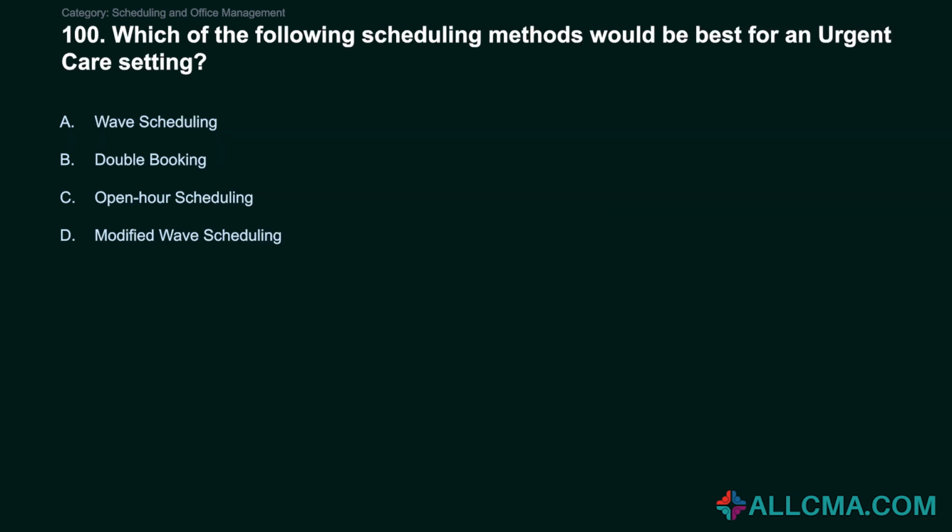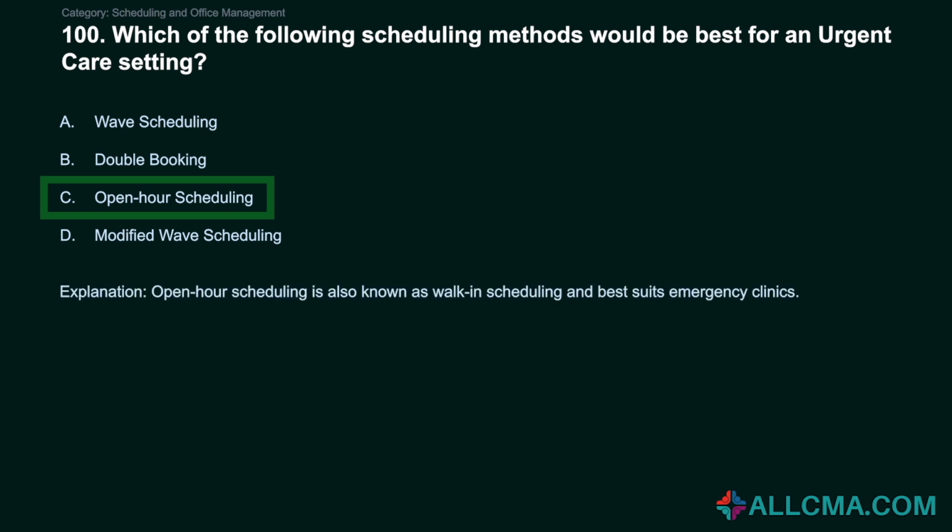100. Which of the following scheduling methods would be best for an urgent care setting? A. Wave scheduling. B. Double booking. C. Open hour scheduling. D. Modified wave scheduling. Correct answer: C. Open hour scheduling. Open hour scheduling is also known as walk-in scheduling and best suits emergency clinics.